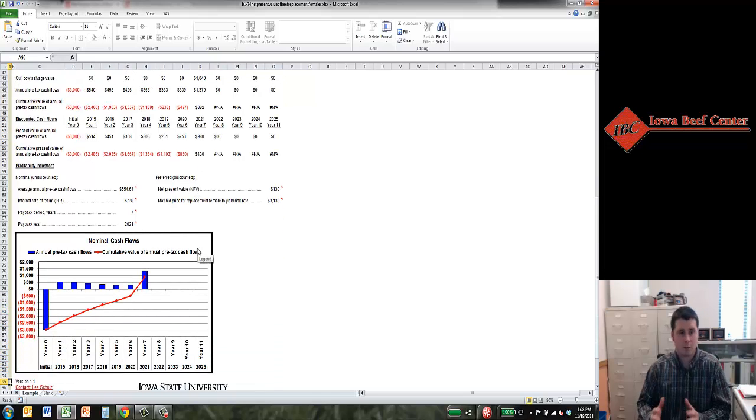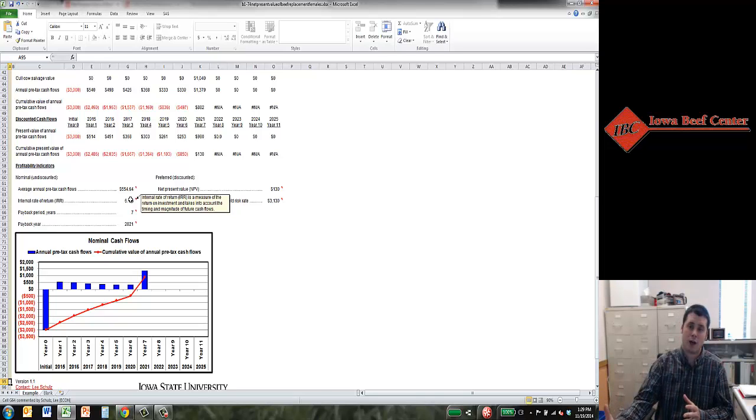So then it's important to look at the profitability indicators from this investment. If we look at the nominal or undiscounted indicators, we can first look at the average annual pre-tax cash flows. So this is just the annual cash flows divided by the life of the investment. Next, we can also look at the internal rate of return, which is a measure of the return on the investment and takes into account both the timing and magnitude of those future cash flows. And so it takes into consideration the larger prices for those calves in the near term as opposed to prices decreasing further down the line in those investments.